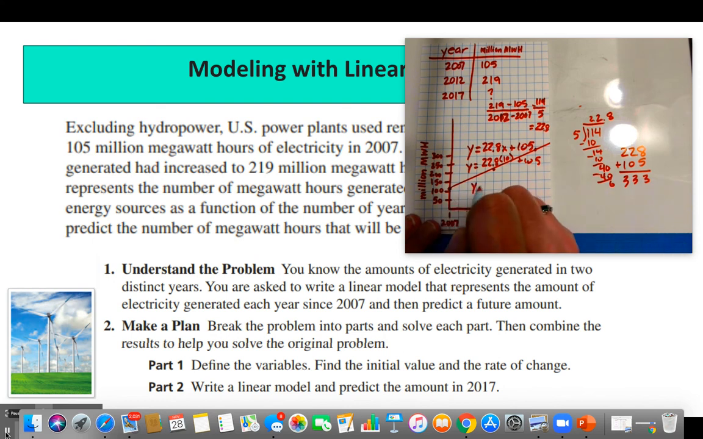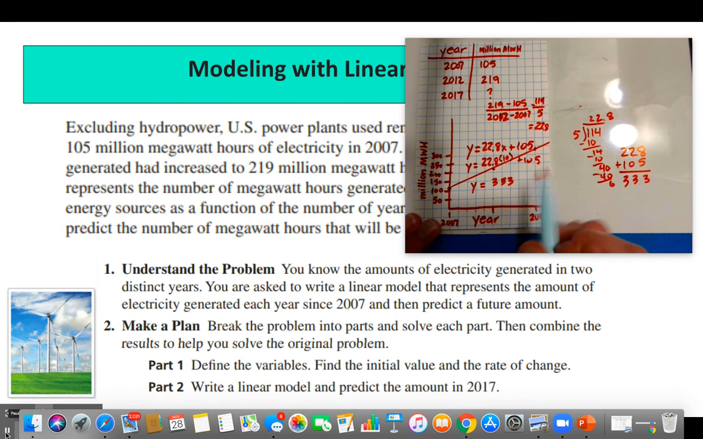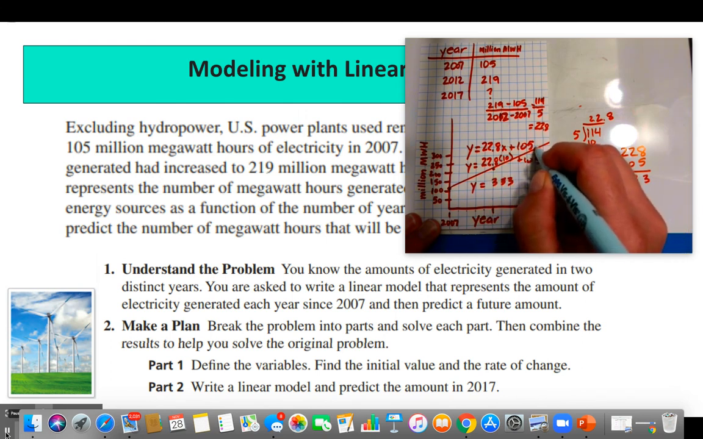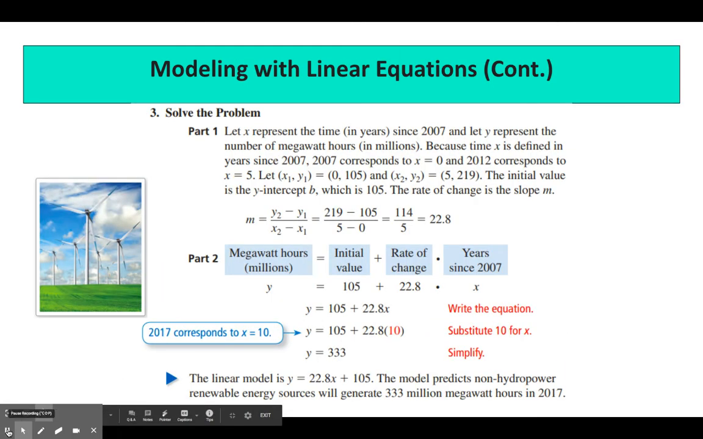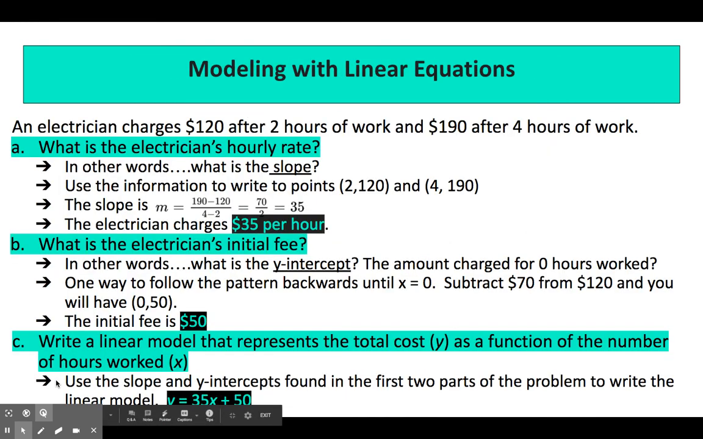So we'd say y equals 333 when our x is at 10. So 10, 333, and yep, that goes to about that spot. So we can see how much power is increasing each year from these renewable sources. And here are their calculations. They did about the same thing. So there we go. Ta-da! 333. That's the magic number.